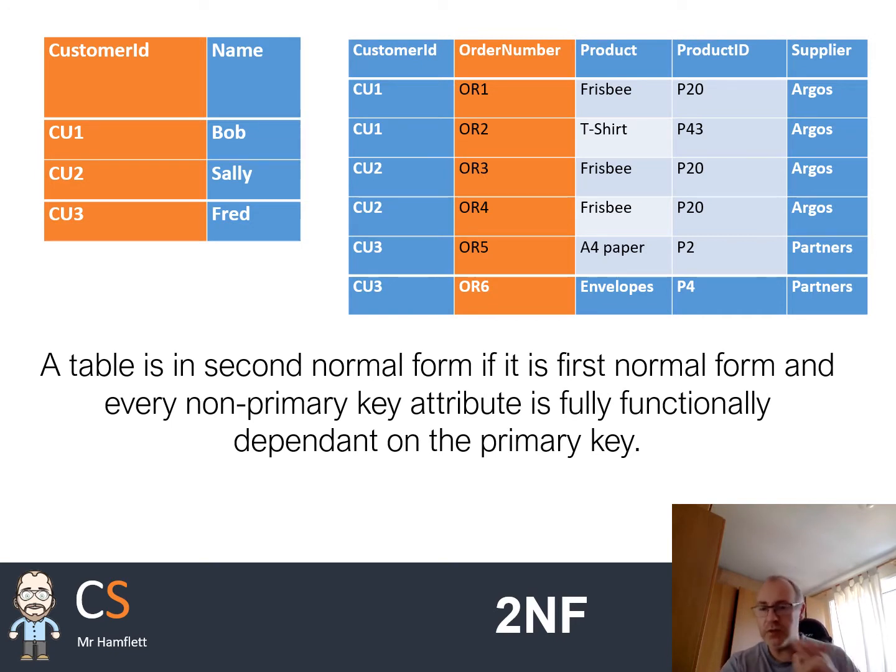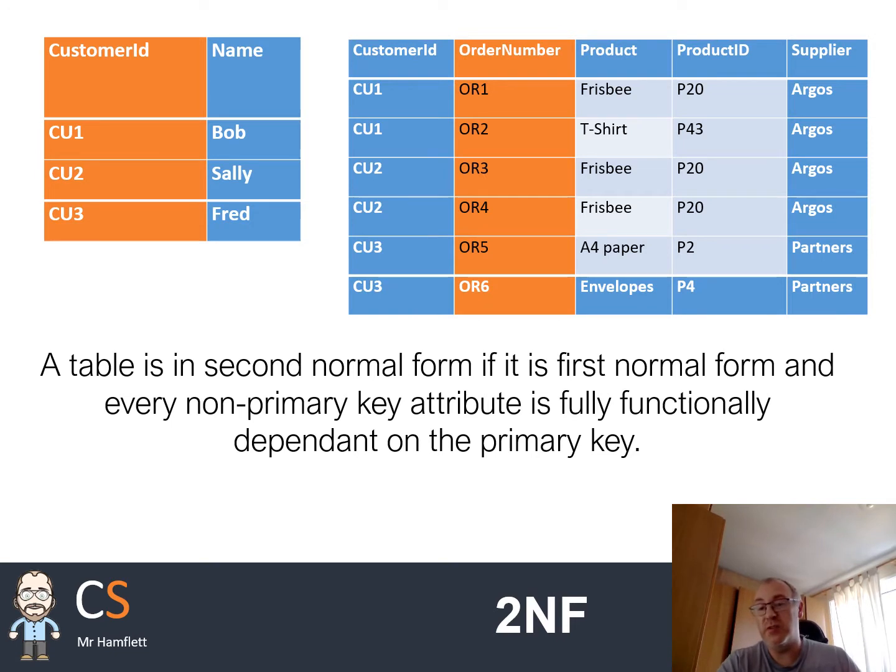Now, two things about this. First of all, when you're defining this in the exam, you need to include both parts. So first of all, that it's in first normal form, and also that every non-key attribute is fully functionally dependent. The same goes for third normal form. So third normal form is in second normal form and also no transitive dependency.